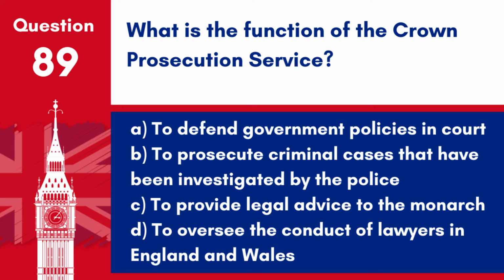Question 89. What is the function of the Crown Prosecution Service? A. To defend government policies in court. B. To prosecute criminal cases that have been investigated by the police. C. To provide legal advice to the monarch. D. To oversee the conduct of lawyers in England and Wales.